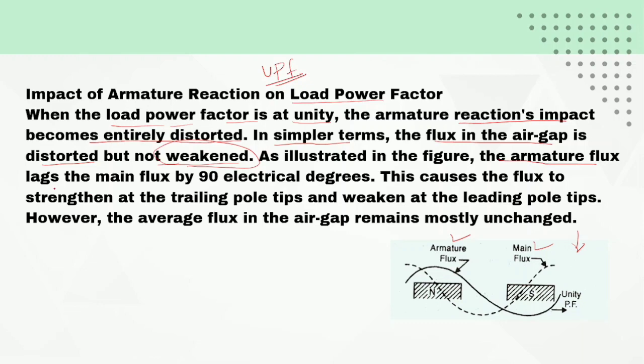Armature flux lags the main flux by 90 electrical degrees, okay. 90 degree flux तमरा armature flux अछि, सेडा 90 degree lagging अछि, okay. This causes the flux to strengthen at the trailing pole tips and weaken at the leading pole tip. However, the average flux in the air gap remains mostly unchanged.